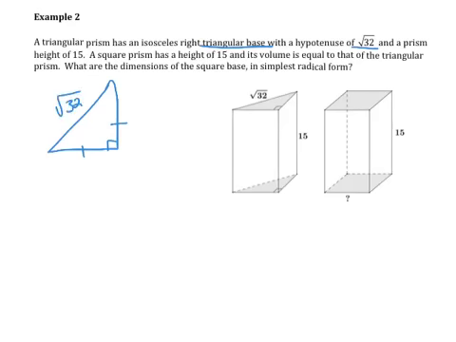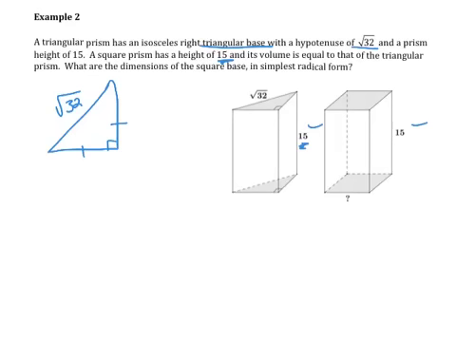And a prism height of 15. So the overall height is 15. A square prism has a height of 15, so now they have the same height, and its volume is equal to that of the triangular prism. So I want the dimensions of the square base.